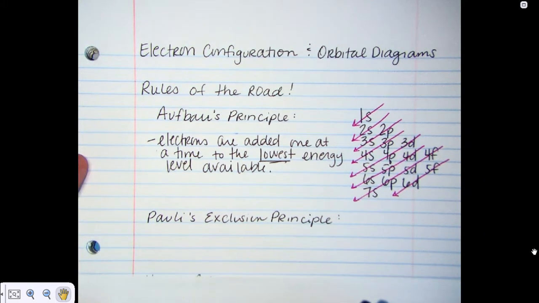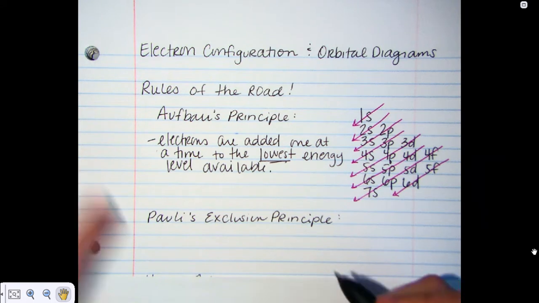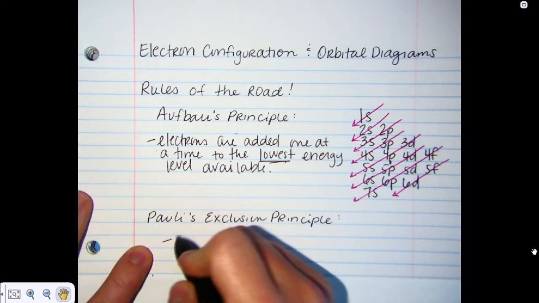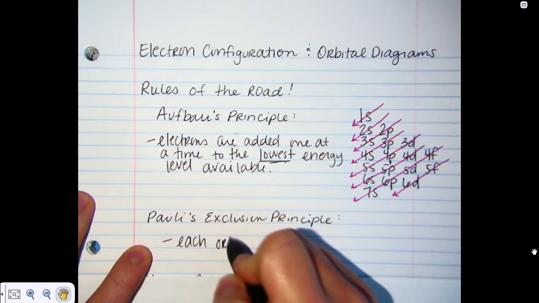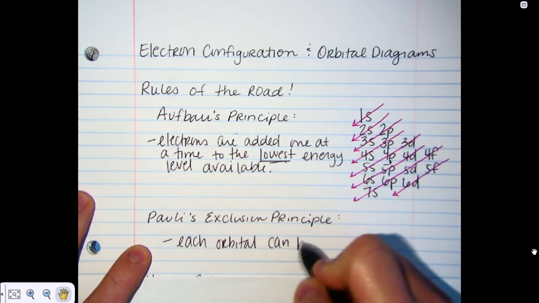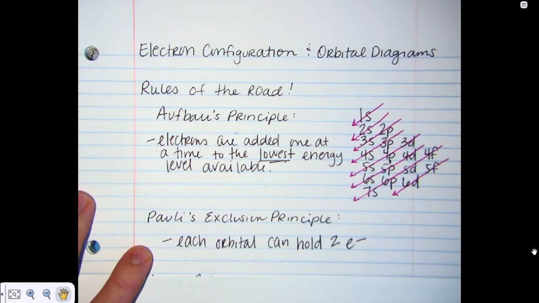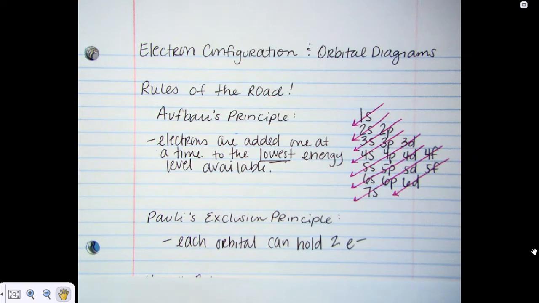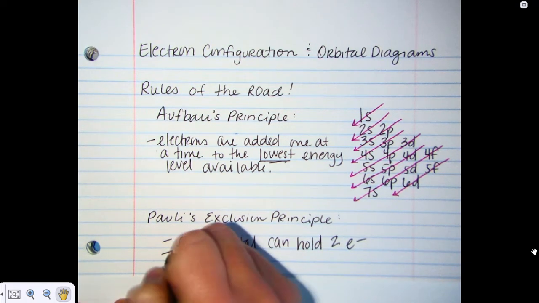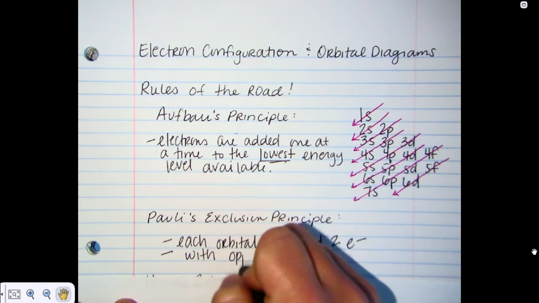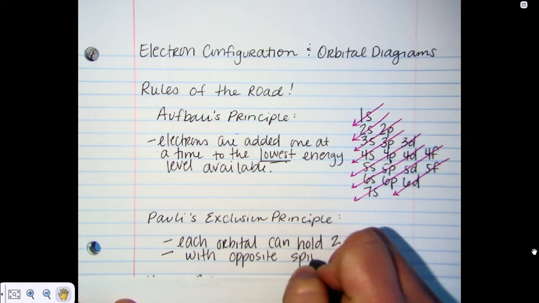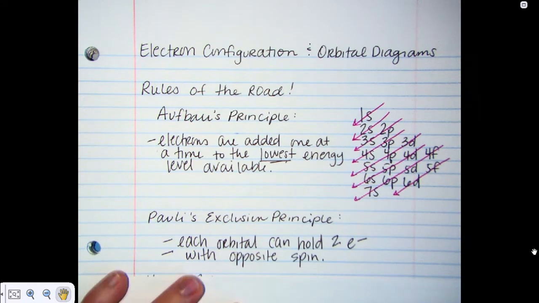So we know that in these energy levels and sublevels, the electrons are found in orbitals, and each orbital can hold 2 electrons. So that's the first part of Pauli's exclusion principle. Each orbital can hold 2 electrons. But the caveat to that is they can hold 2, so 1 or 2, but no more than 2, and they have to have opposite spin. How do we denote spin when we're drawing something on a piece of paper?